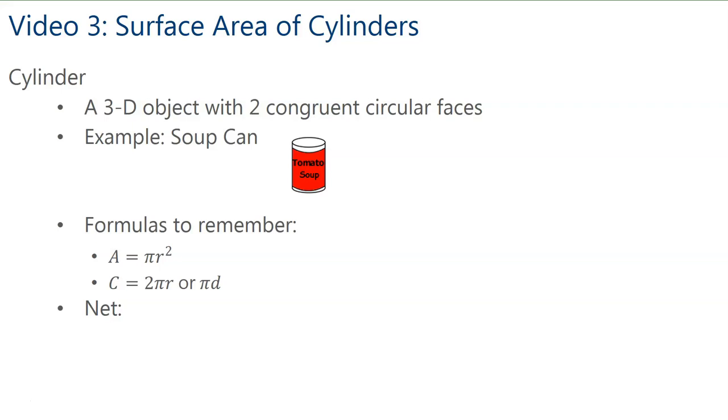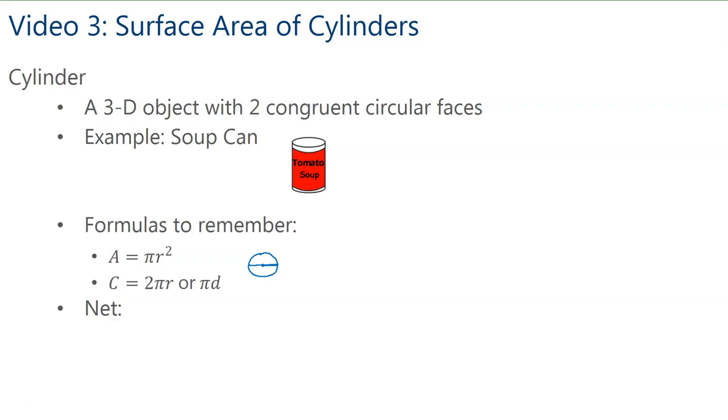Now, some of the formulas we're going to need to know in order to find the surface area of a cylinder are the area formula, which is pi r squared. That's the area of a circle. Also the circumference, which is the distance around the circle, which is 2 pi r, or just pi d. When we talk about a circle, the diameter is the distance right across the circle, and the radius is only halfway.